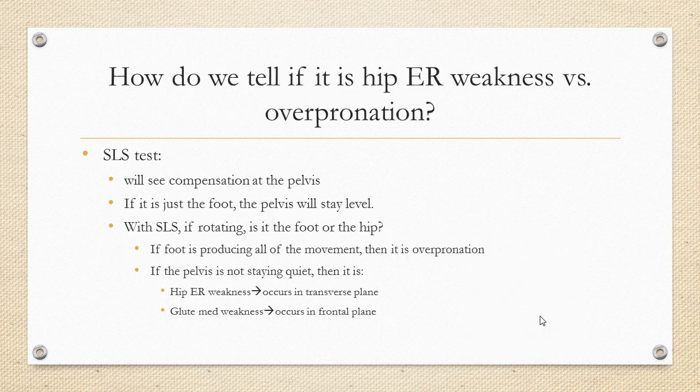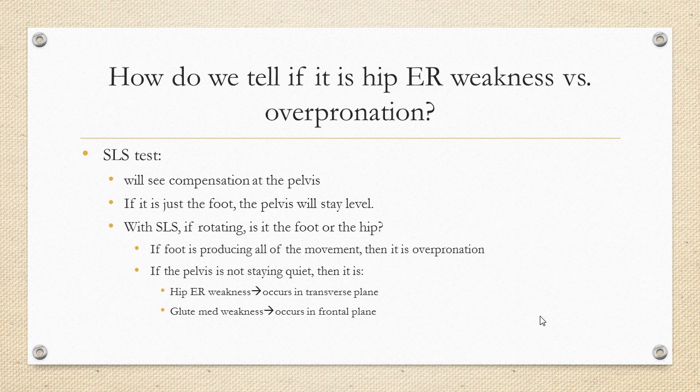So one of the key things, how do we tell if it's hip external rotation weakness versus overpronation of the foot? Well, we can achieve this through a single leg stance test. You're looking for compensation at the pelvis, if it's hip external rotation weakness. If it's just the foot, you're going to see a lot of movement and compensation at the foot, and the pelvis is going to stay level. So, with single leg stance, if we're seeing rotation of the lower extremity, is it the foot or is it the hip?